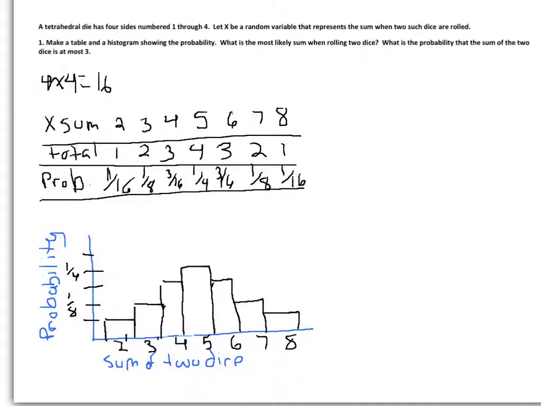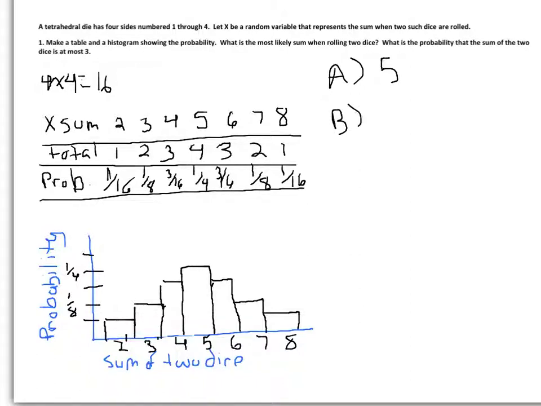So there's our histogram. It says, what is the most likely sum when rolling 2 dice? Well, the most likely sum, so part A, what is the most likely sum? 5, because it had the highest probability.